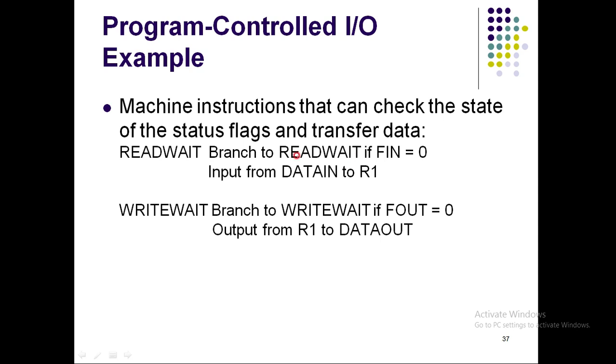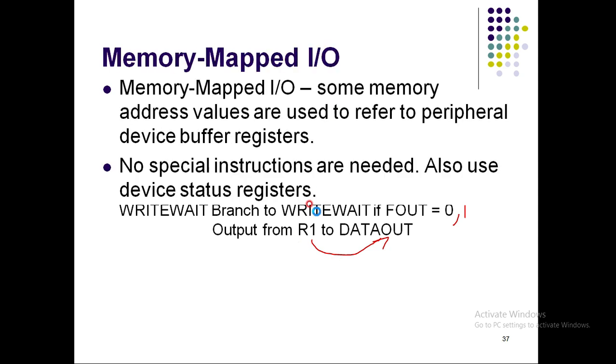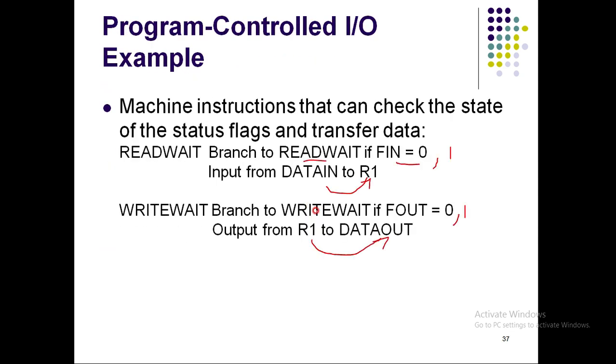What will be happening here? Before any data comes in, it will be in read wait, and your fin status register will be equal to 0. Once the data has been taken in, fin will go to 1, and whatever data is in data in will be transferred into R1. Now, if I want to write this data, initially fout will be equal to 0. Once I write it, fout will be changed to 1, and whatever data is in R1 will be transferred to data out. Okay, so this is how your whole operation takes place in program controlled input output.